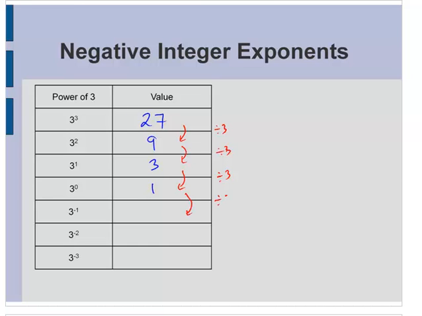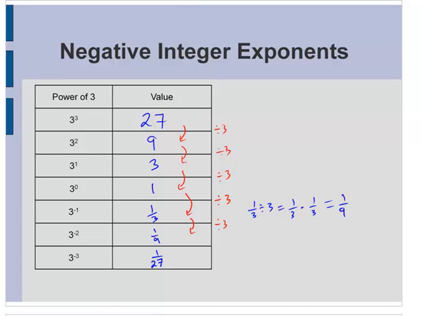Well, let's suppose the pattern continues, and let's divide by 3 again. 1 divided by 3 is 1/3. 3 to the negative first power is the same as 1/3. Continuing on, 1/3 divided by 3 is the same as 1/3 multiplied by 1/3, which is 1/9. And 3 to the negative third, as you might guess, is 1/27.